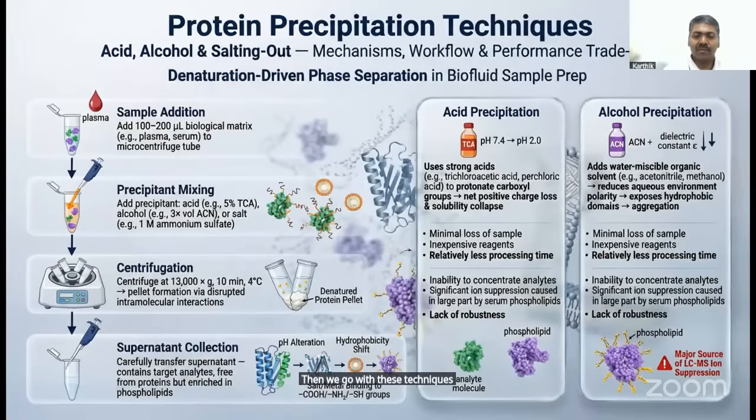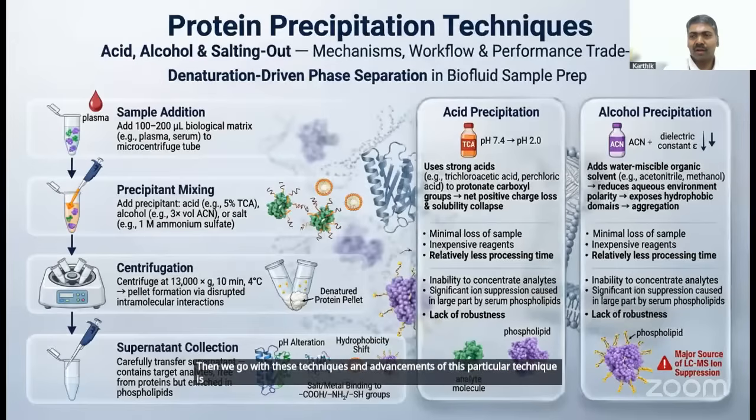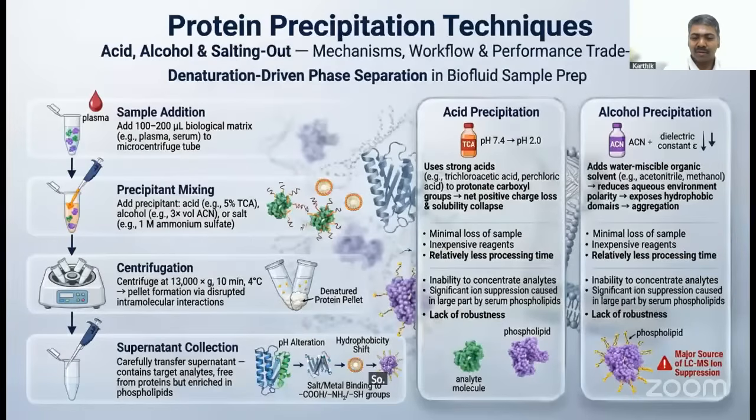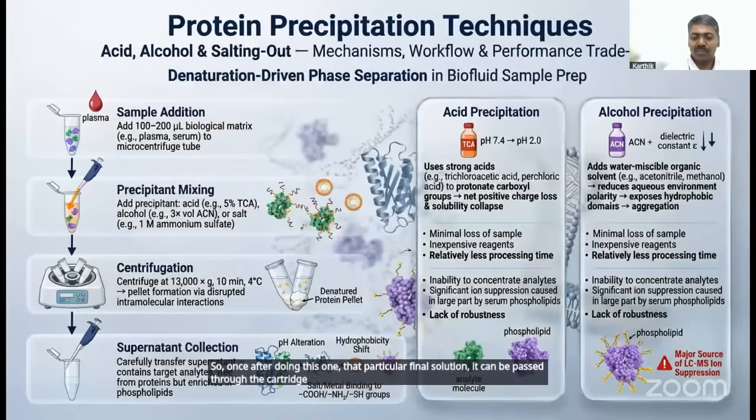An advancement of this technique is solid supported liquid extraction, which is similar to solid phase extraction. After doing this, the final solution can be passed through a cartridge, where the phospholipids that cause ion suppression in this technique can be removed. So this is the SLE cartridge-assisted method.